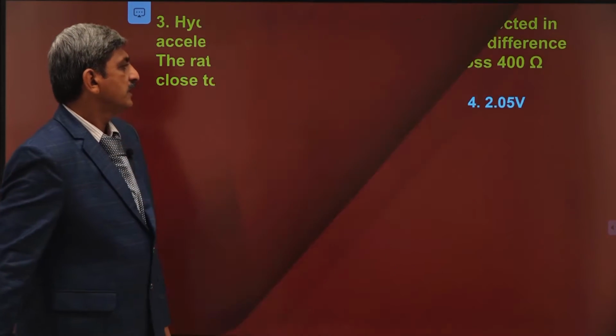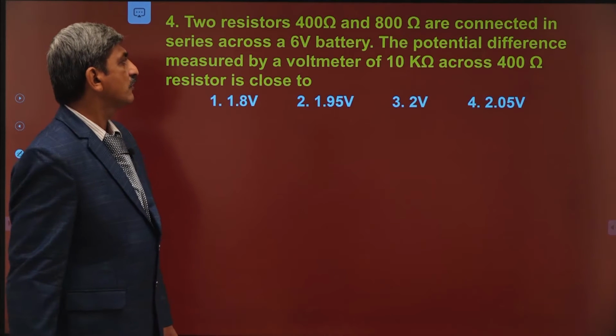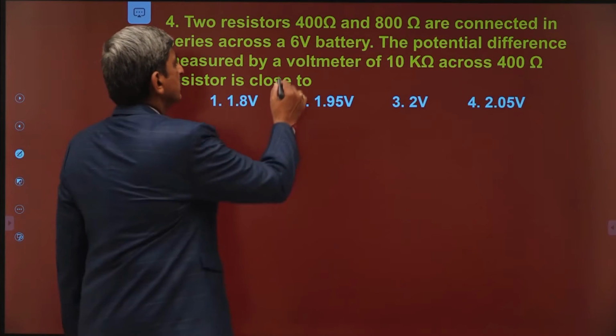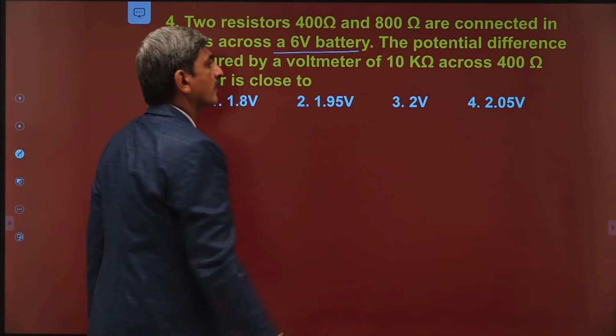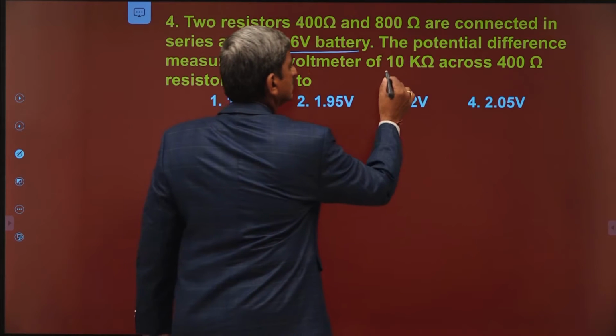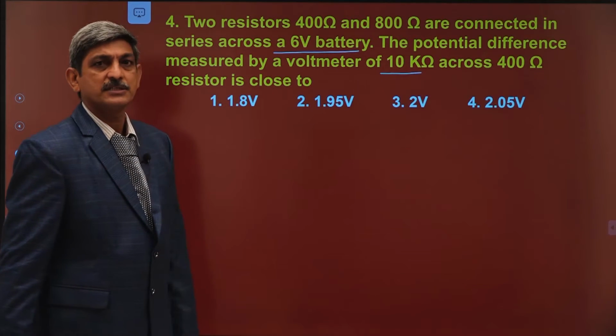Now come to the next question. Two resistors, 400 ohm and 800 ohm, are connected in series across a 6 volts battery. The potential difference measured by a voltmeter of 10 kilo ohm resistance across the 400 ohm resistor is close to dash.